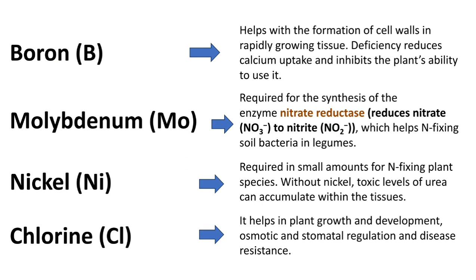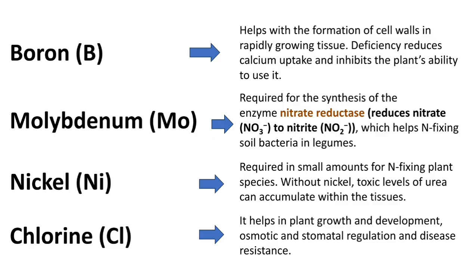Then molybdenum is required for synthesis of nitrate reductase, and this nitrate reductase reduces nitrate to nitrite and helps in nitrogen fixation. Then nickel is required in small amounts in nitrogen fixing plant species. Without nickel, toxic levels of urea can accumulate within the tissues. Then chlorine helps in plant growth as well as development, osmotic and stomatal regulation and disease resistance. So that is all about the different categories of micronutrients.